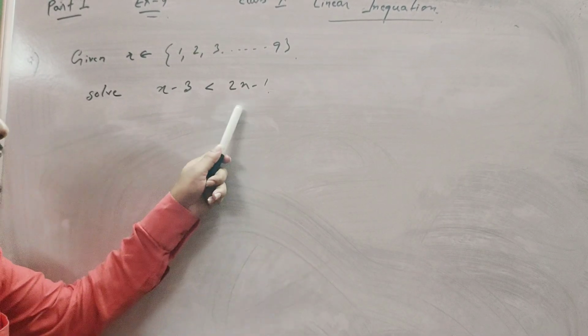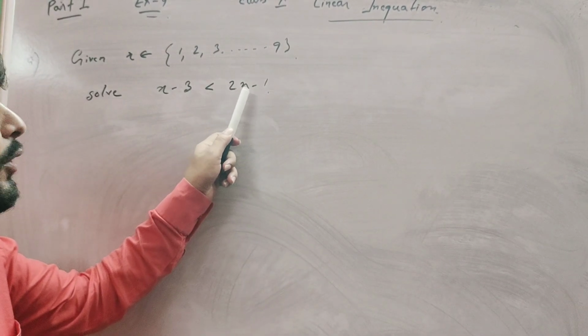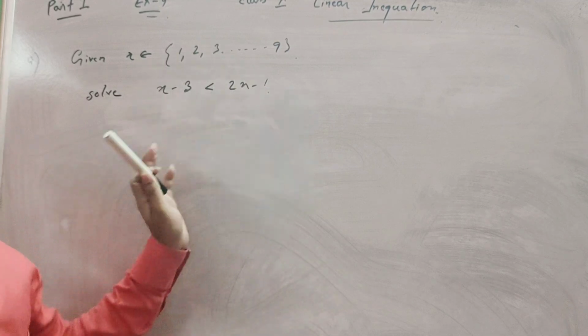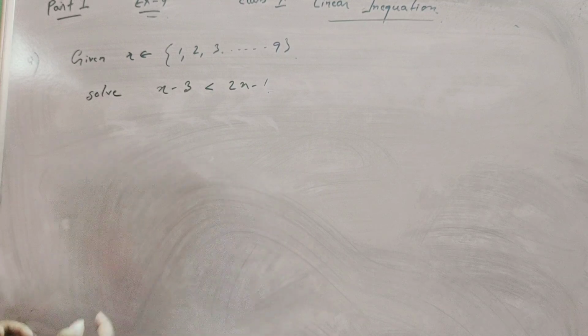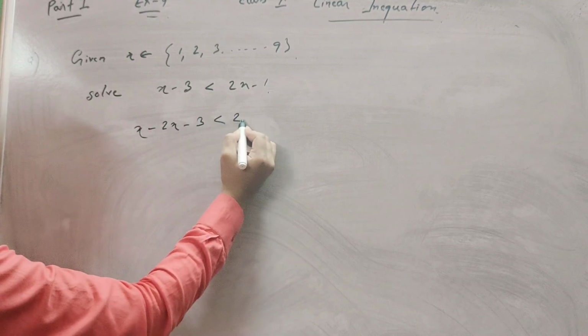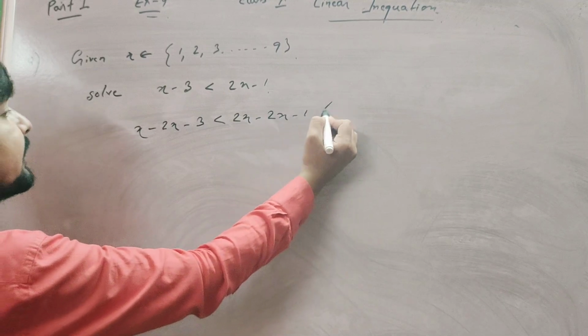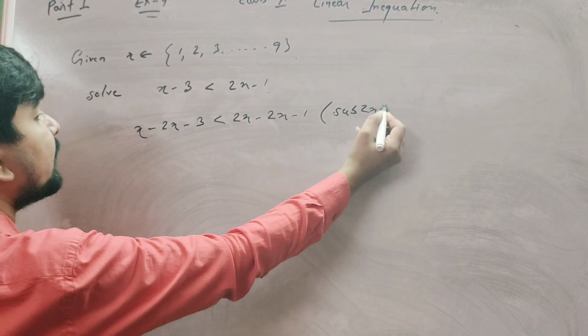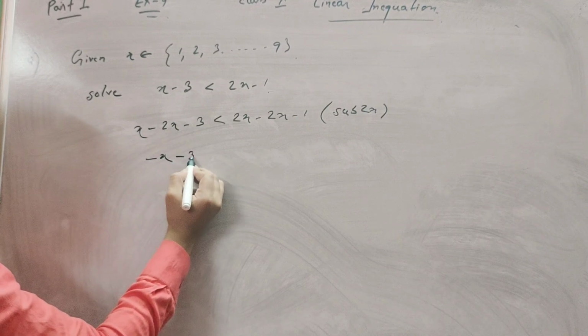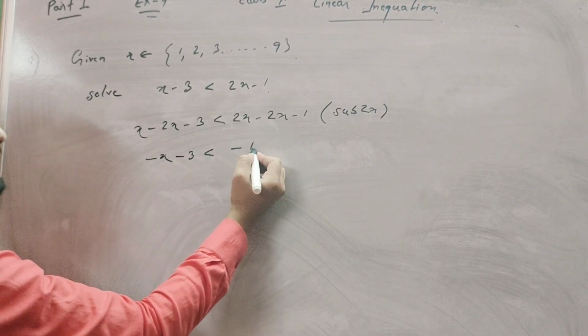The positive number, when it comes from RHS, that means right hand side, to left hand side, it becomes negative. So we subtract 2x from both sides. So x minus 2x minus 3, 2x minus 2x minus 1. Subtract 2x from both sides. Okay. X minus 2x is minus x, minus 3, 2x cancels, minus 1.